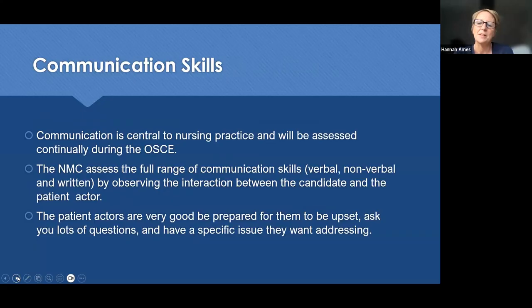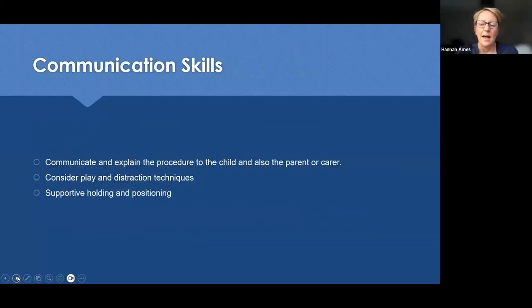Patient actors that are playing parents, they are very good. Be prepared for them maybe to be upset. They could be very anxious. They could be asking you lots of questions, and they might have specific issues that they want you to address. So don't ignore these. And specifically in relation to the child, you want to think about how you're going to communicate and explain that procedure to the child, so the child understands it.